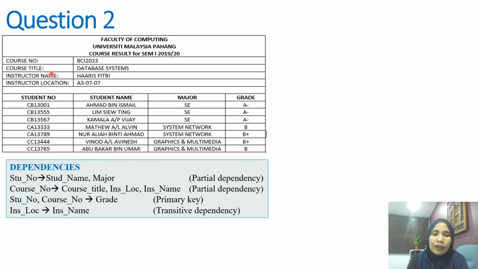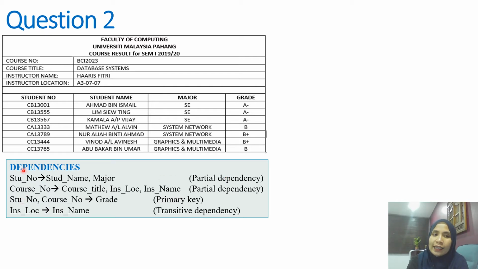We can see that from this user view, the main partial dependency with the primary key here is student number, and the attributes that are dependent on the student number are student name and major. How about the other primary key here, which is course number? We can see that the attributes dependent on the course number are course title, instructor location, and instructor name.